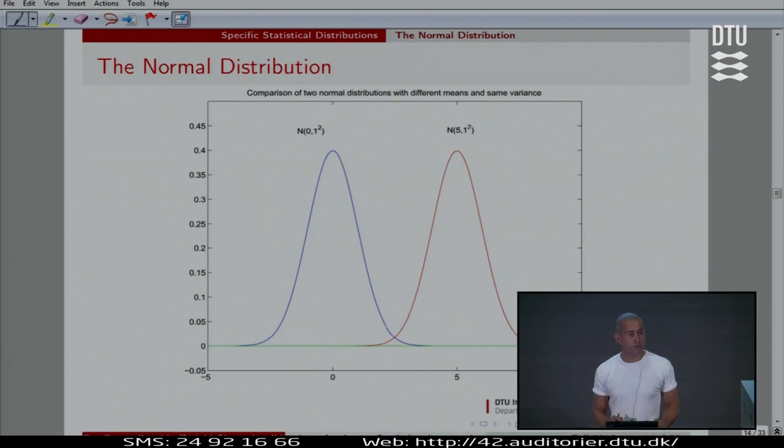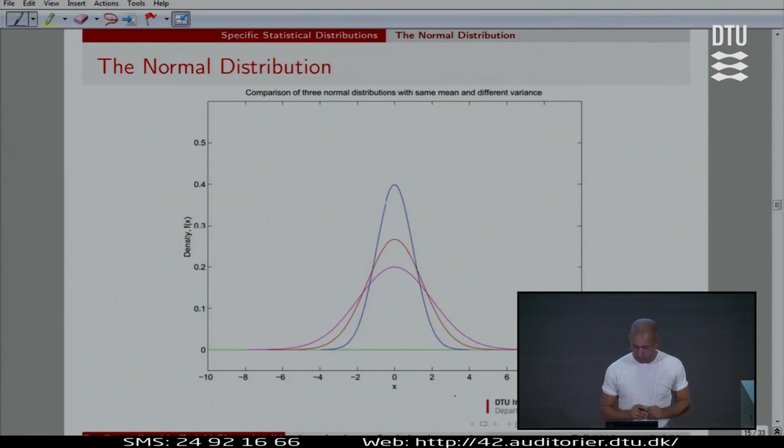If we, on the same plot, have two different ones, they have two different means. Mean 0, mean 5. Then, of course, they are different. But you can see clearly that if you shift them, they're the same, up to the shift. Also, they could have different variances, but having the same mean. And that's just like pressing it or stretching it.